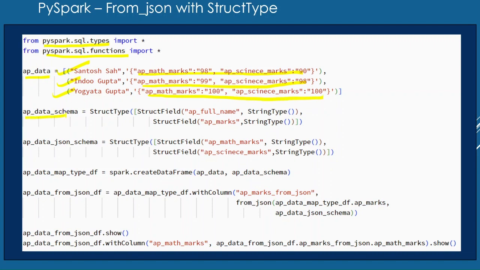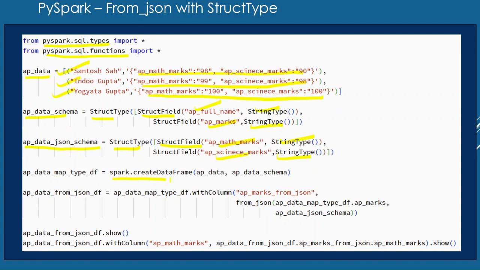Here we are creating one schema with the help of StructType and StructField. In this custom schema, I am creating two columns, ap_full_name of string type and ap_marks of string type. Again we are creating one more custom schema, ap_data_json_schema, with the help of StructType. Here we are defining two variables, two columns, with the help of StructField. One is ap_math_marks and the other is ap_science_marks. Both are of string type.